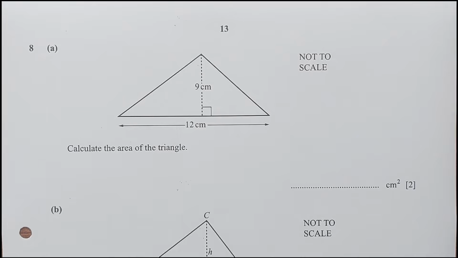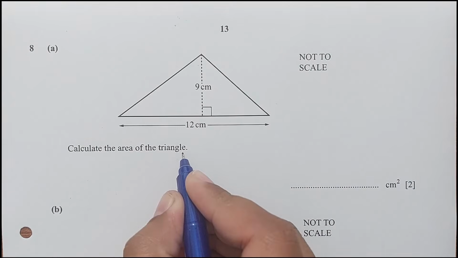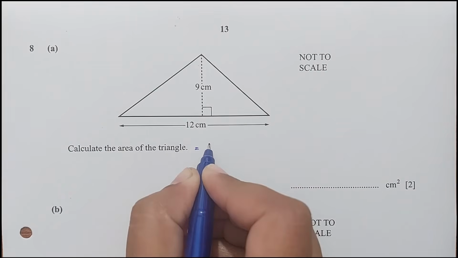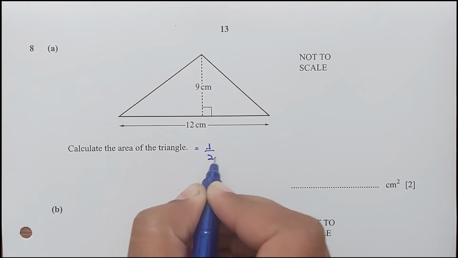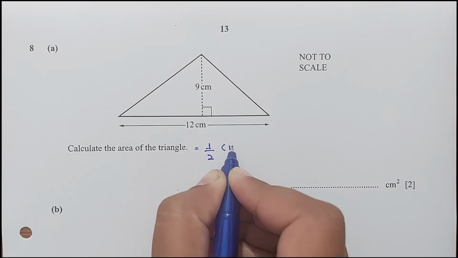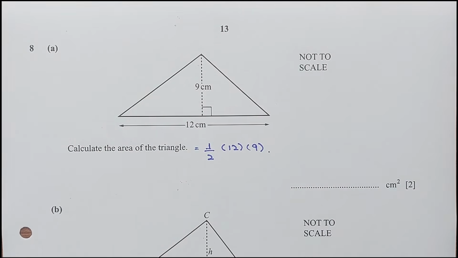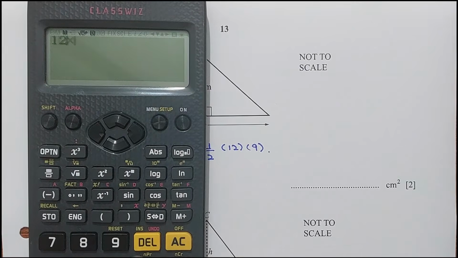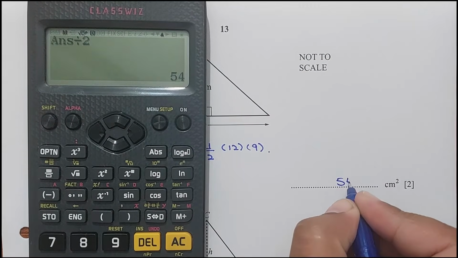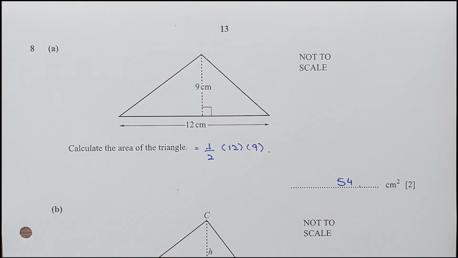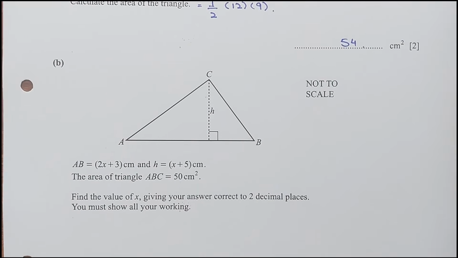Question number 8, part A. Calculate the area of the triangle, which is half base and height. Half base is 12 and the height is 9. So now let me calculate. 12 times 9 divided by 2, which is 54 centimeters square. Right. Moving to part B.